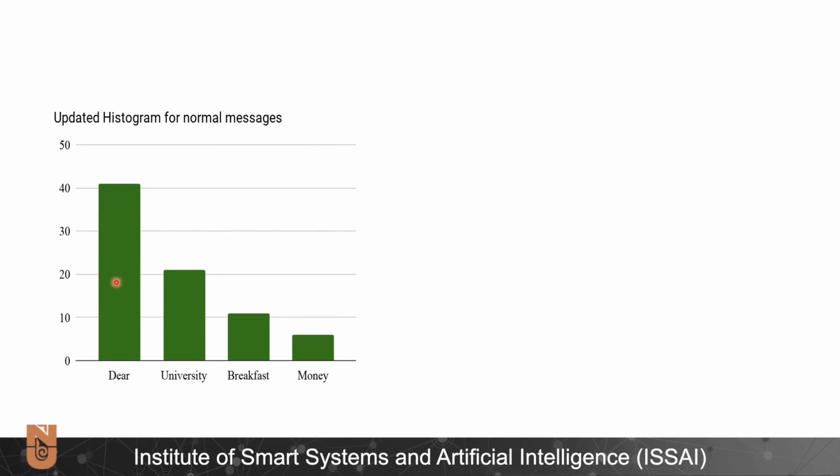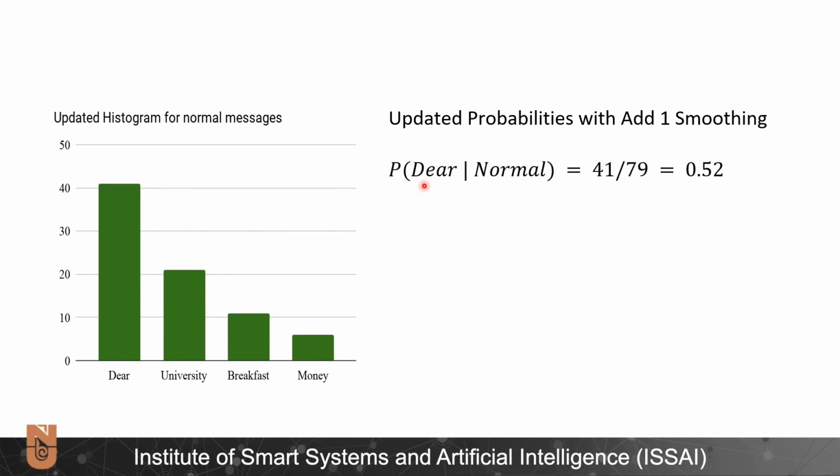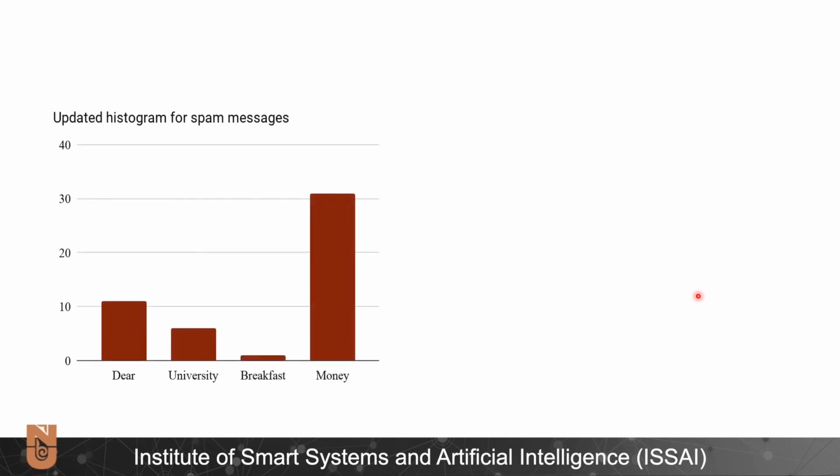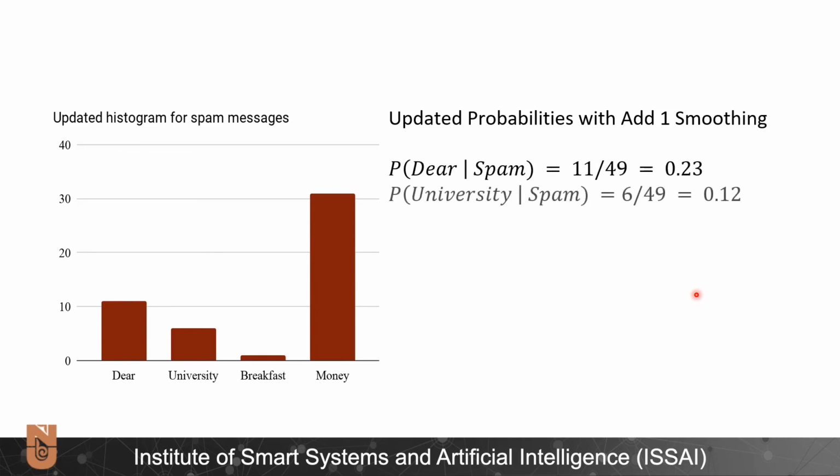Having the updated histogram, we should update all the probabilities. So let's update the probabilities. The probability of dear given normal now will be equal to 41 divided by 79. And the other probabilities will be updated. More interestingly, for the spam messages, the probability of breakfast given spam now will be equal to 1 divided by 49, which is no longer 0, and we have 0.02.